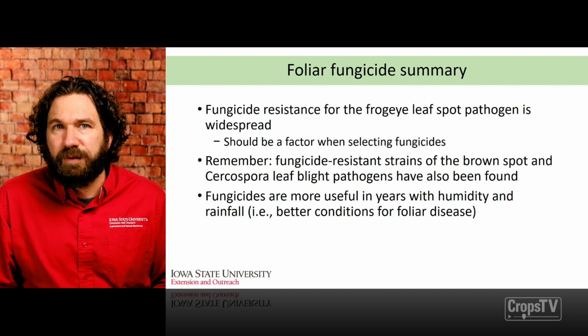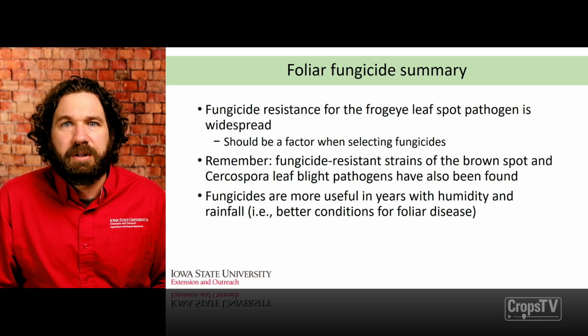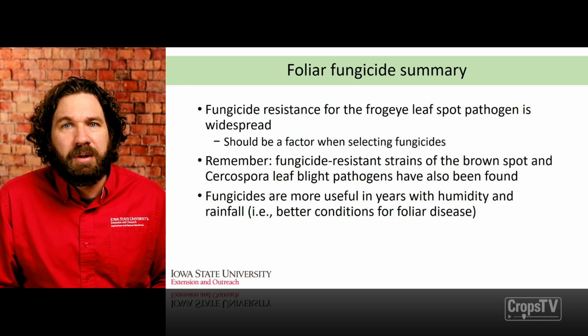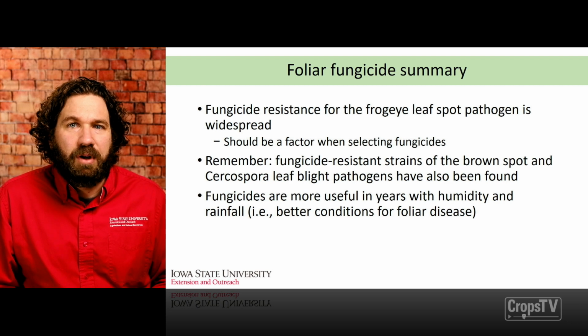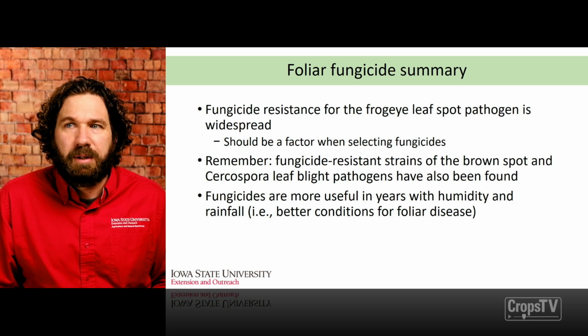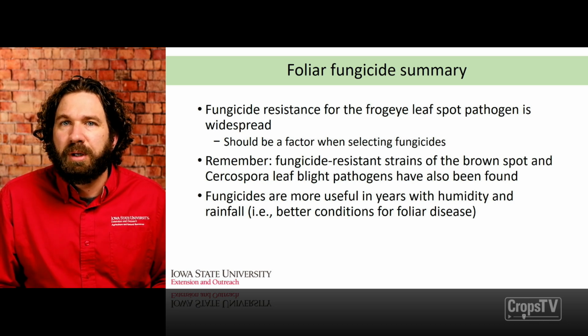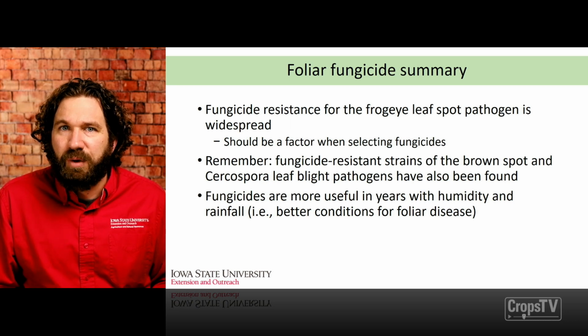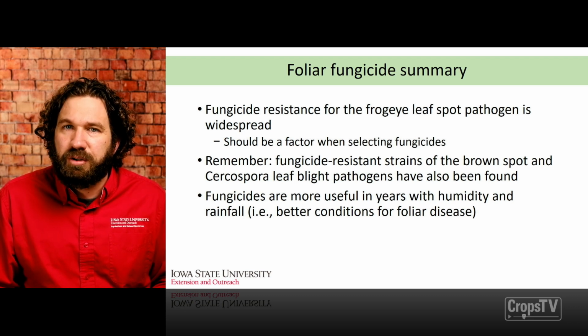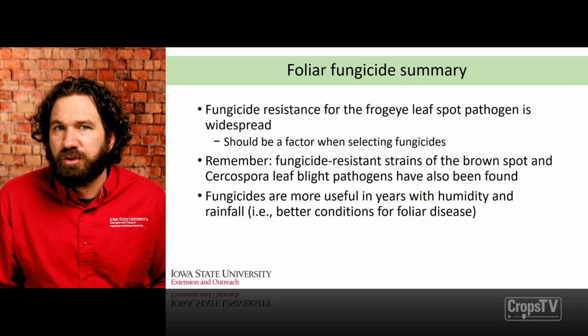So a quick summary for foliar fungicides. Resistance is an issue. It's widespread. I think that for those that have heard me talk before, that's not a big surprise. And we also have resistant strains to brown spot. In Iowa, Cercospora leaf blight pathogen has not been confirmed in Iowa, but it has been confirmed in other states. It's something that we are testing. We did collect some leaves this year, and we're trying to get those tested, but that's still not done. But I would just make it safe to assume if you have any of these pathogens here in Iowa, it's probably a safe bet to start managing them, assuming you have resistance or you will be developing resistance shortly.